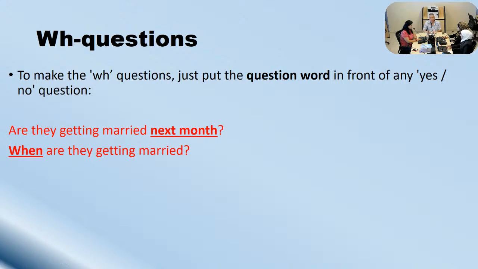Now, we move to WH questions with Ms. Ula. Okay, WH questions. Here we've got the yes/no question. We just put the question word in front of the yes/no question. We've got, are they getting married next month? We omit next month and write when, because it's asked by its time.